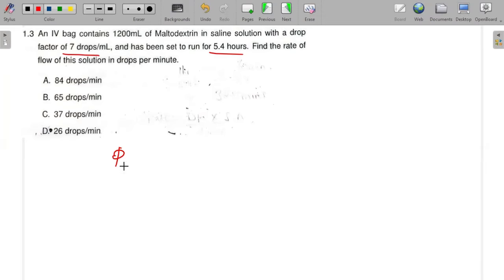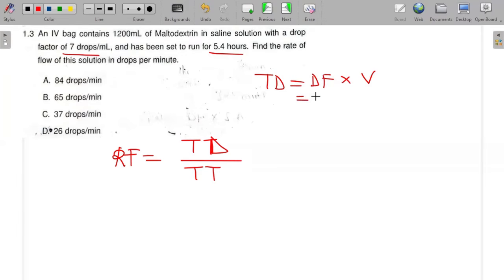Okay, so the rate flow is found by the number of drops, meaning total drops, divided by the total time. So here, how are we going to find the total drops? We're going to multiply the drop factor by the volume that is available. So the drop factor there is 7 drops per milliliter. And then the volume is just 1,200 milliliters.